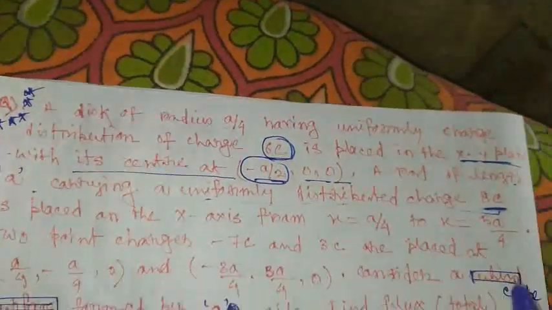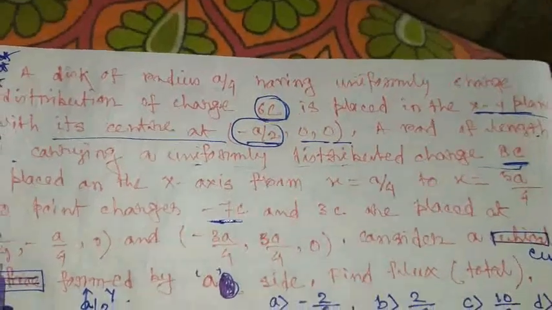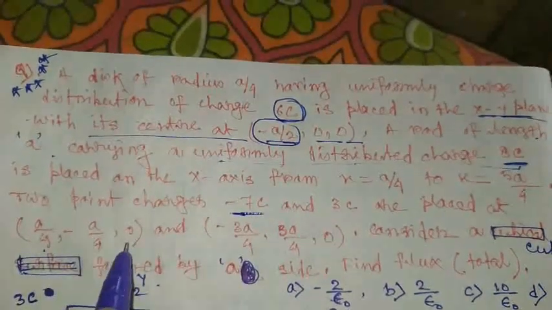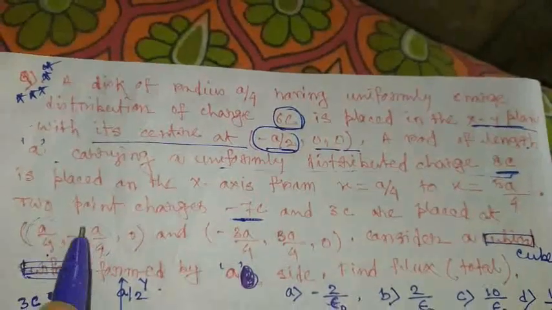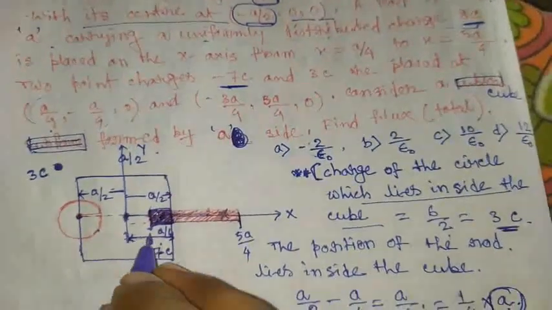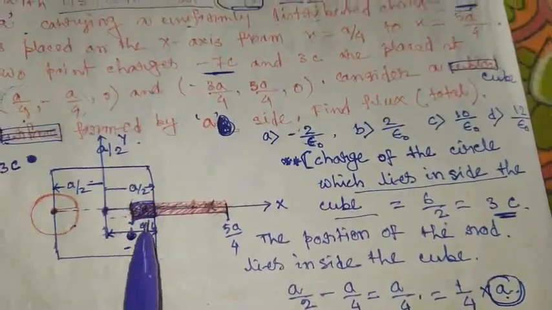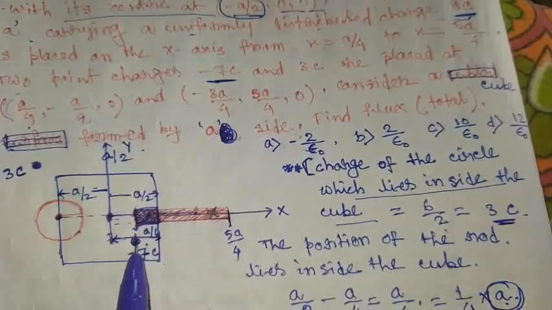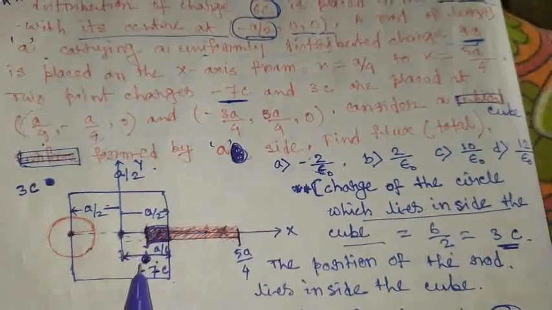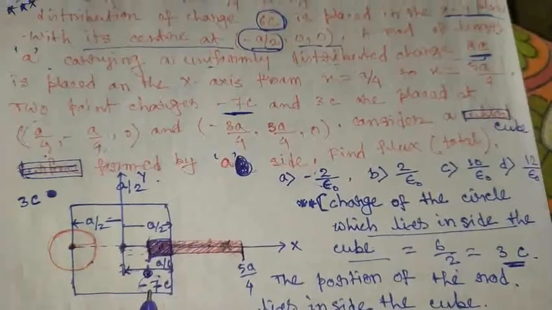And moving to the point charges, minus 7 coulomb, whose position is a by 4, minus a by 4, comma 0. That means it is in the 4th quadrant. So the position of the 7 coulomb charge is here, that is x equals a by 4 and y equals minus a by 4. That means the 7 coulomb charge lies inside this cube.